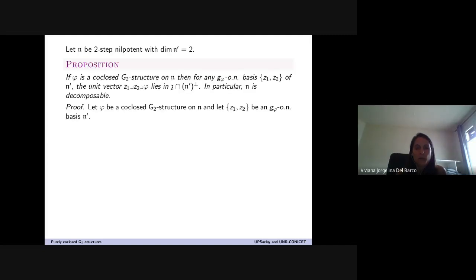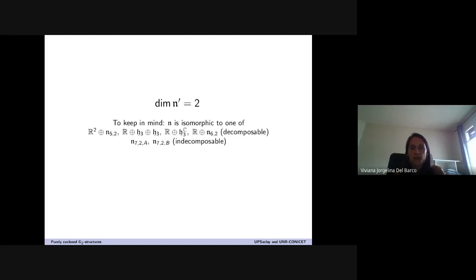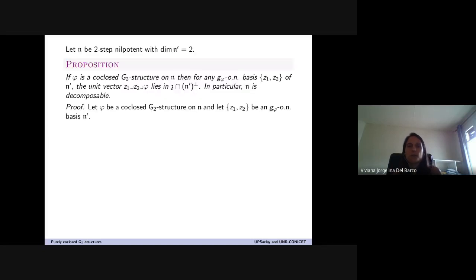Okay, so the first thing we're going to prove is, we start with a two-step nilpotent Lie algebra with dimension of n prime equal to 2. And the first result is to show that if we have a co-closed G2 structure, then for any basis of n prime, the vector z1 interior z2 interior phi lies in the center intersection n prime orthogonal. This means that, in particular, your Lie algebra is decomposable. So I'm going to go back. In this list that we have in dimension 2, this proposition says that the last 2 Lie algebras don't have any co-closed G2 structure. Even though we start with the Lie algebra with a metric, we obtain the result for Lie algebra isomorphism classes, let's say.